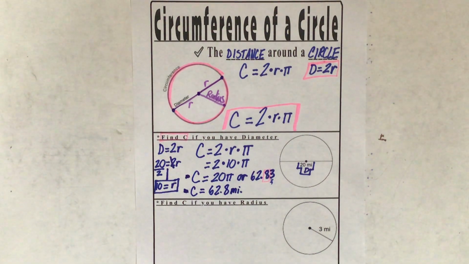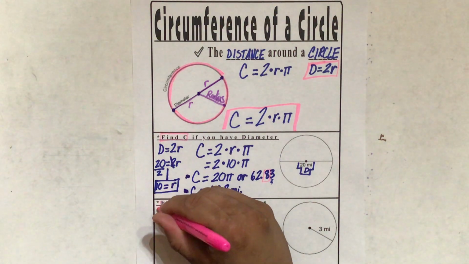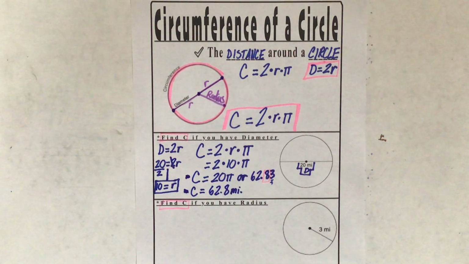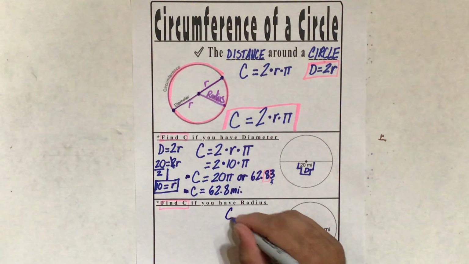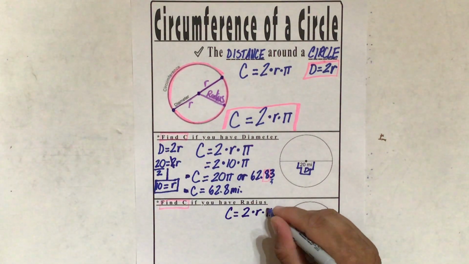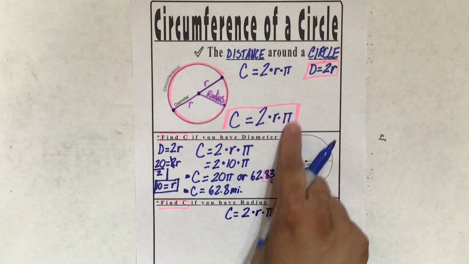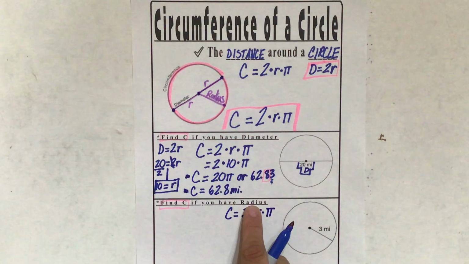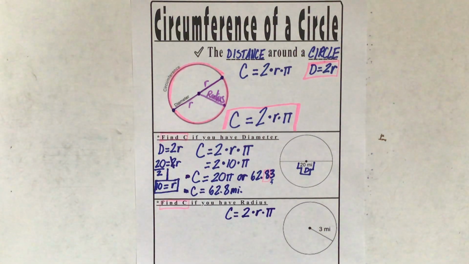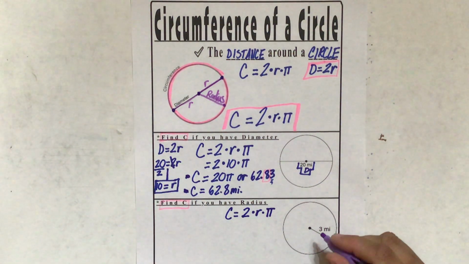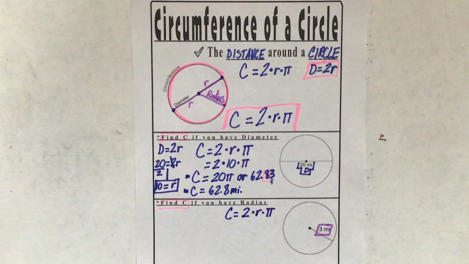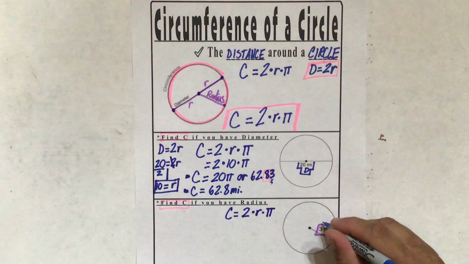Second example, we're going to see where it says find C. So find C. So we know we have to use this formula for sure. So I'm going to write it over here. C is equal to 2 times r times pi, okay? If you have radius, wait a minute, they gave us r, they gave us radius, and what did I do radius up here? Just like we did on the other problem, radius is in purple. And this is my r here.